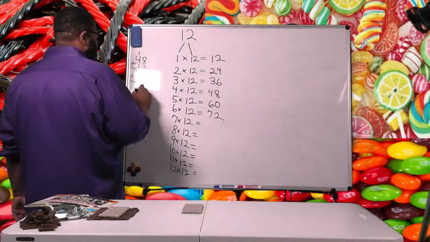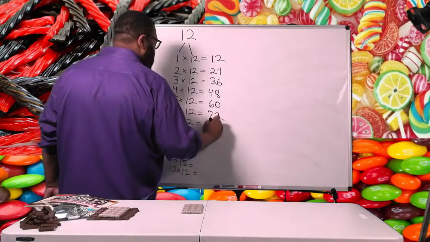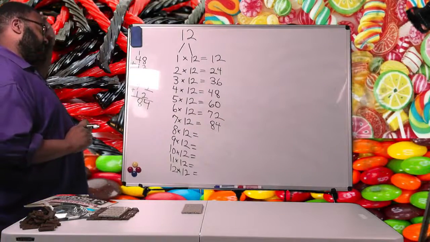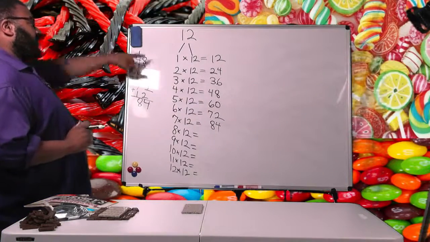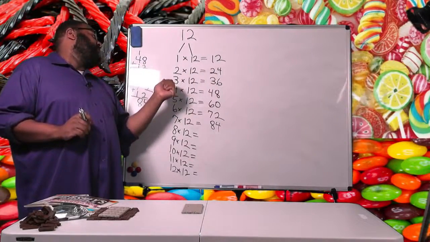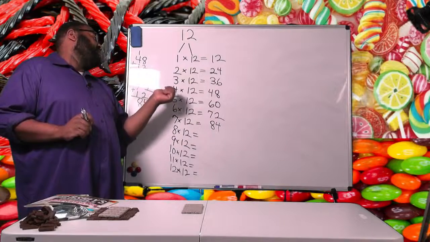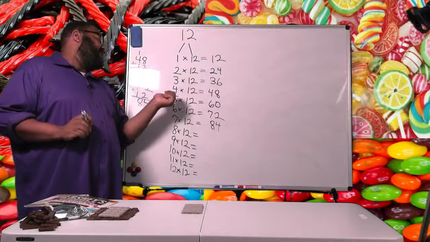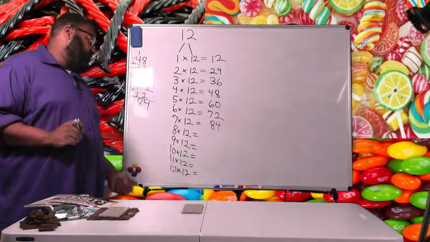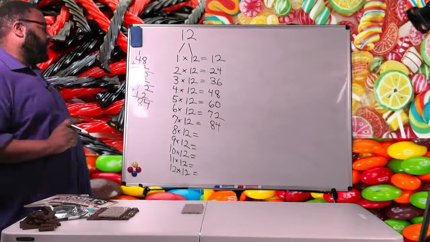72 plus 12. 84. Questions or concerns with this thus far? 1 times 12 is 12. 2 times 12 is 24. 3 times 12 is 36. 4 times 12 is 48. 5 times 12 is 60. 6 times 12 is 72. 7 times 12 is 84.